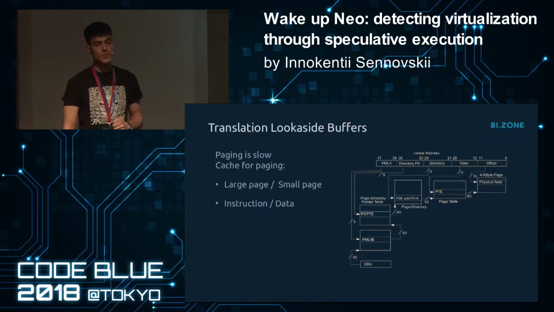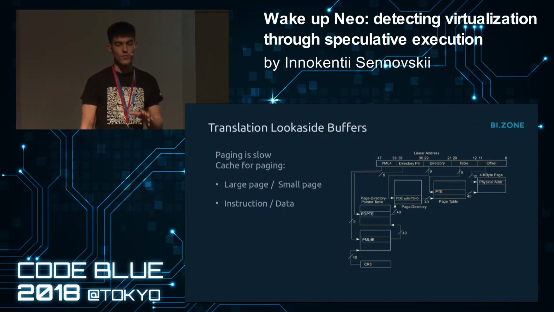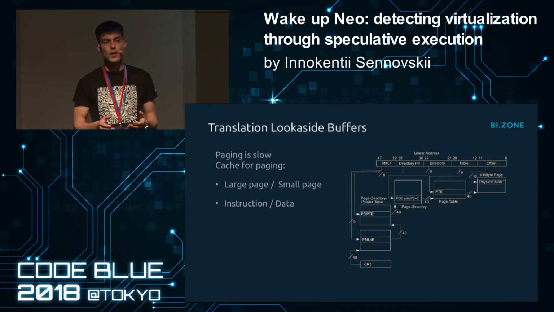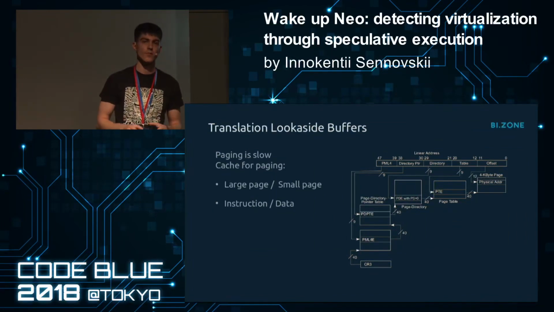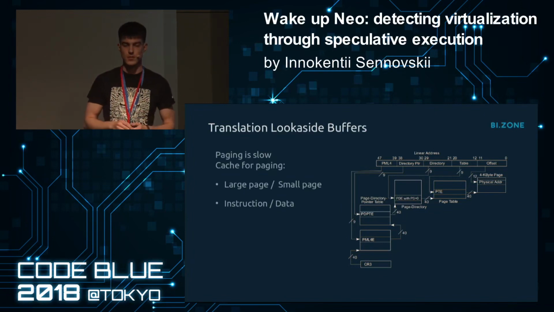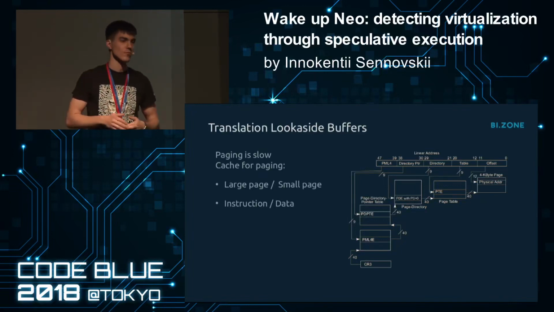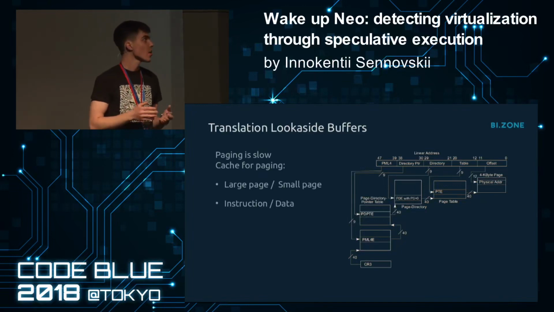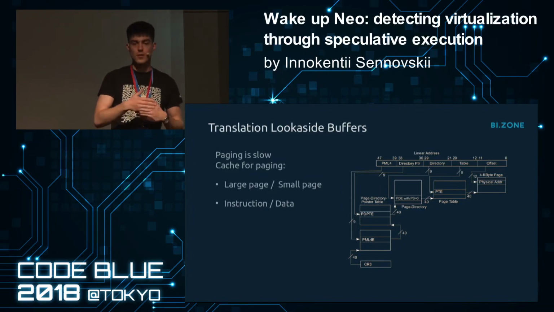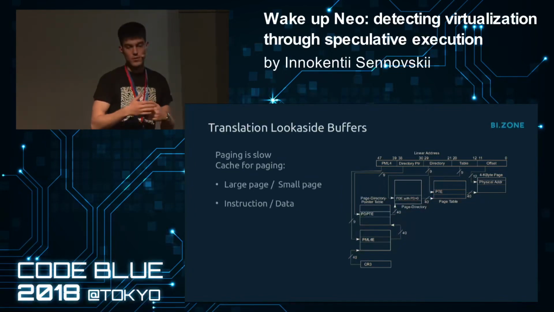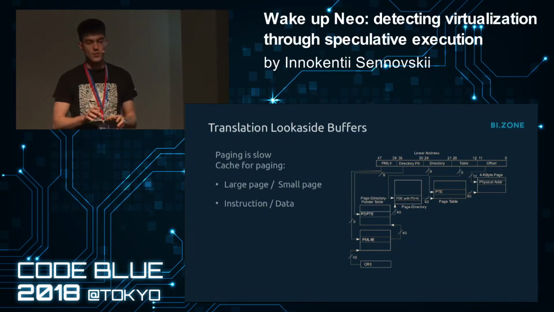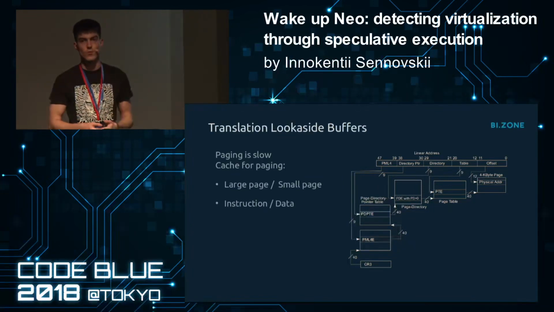Translation look-aside buffers are kind of like cache for paging. Paging is the mechanism which is used to translate virtual addresses into physical address space. The problem with modern CPUs and with multi-user environments is that you can't just use linear mapping or linear paging. You have to manage the pages that are allocated for each user.